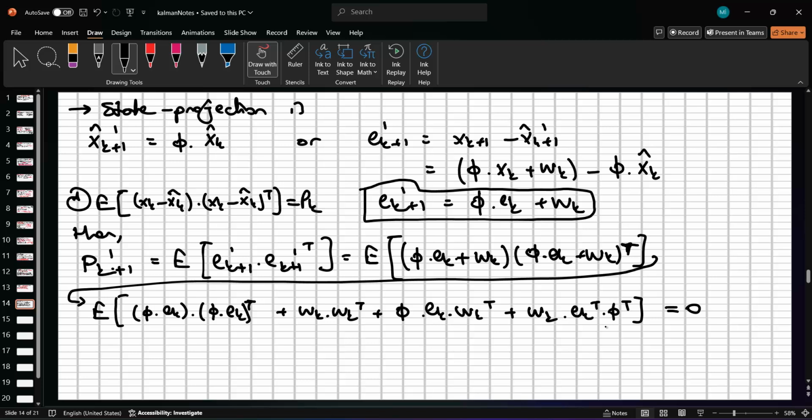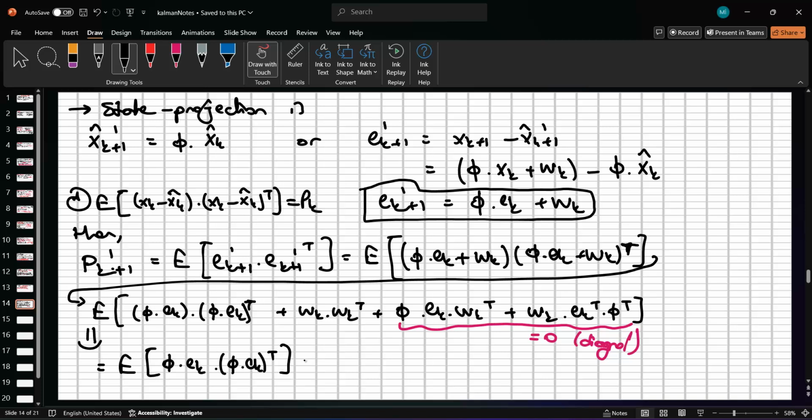If this is diagonal, I'm sorry, this is not equal to zero. If this is diagonal, these terms remove each other in here, okay? Because Phi e_k times w_k transpose of this value contains only diagonal elements, and so this removes each other. Then we can rewrite the equation like this: E[Phi e_k times (Phi e_k) transpose] plus E[w_k w_k transpose].